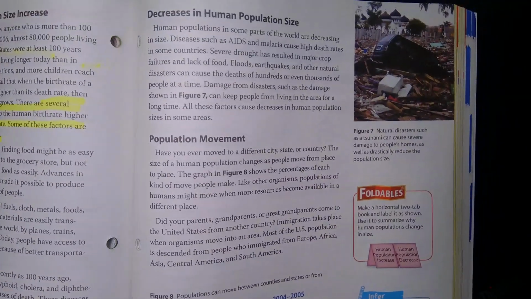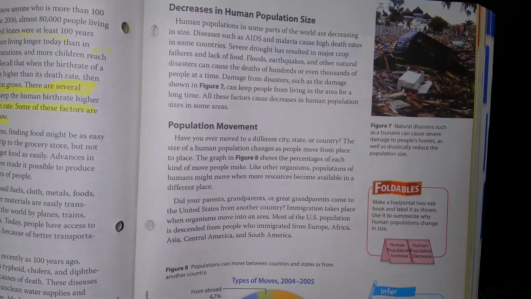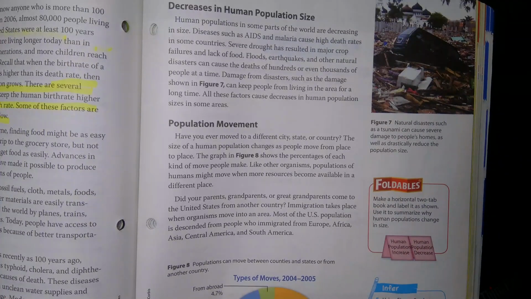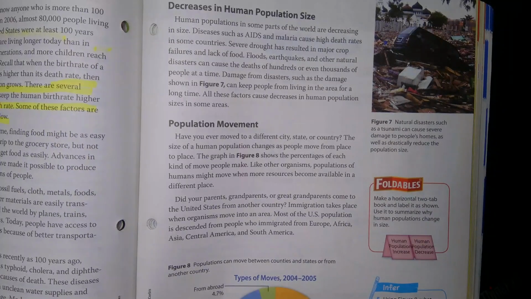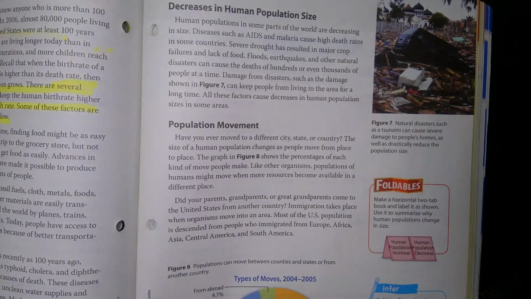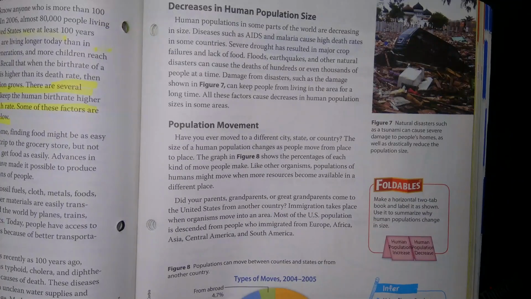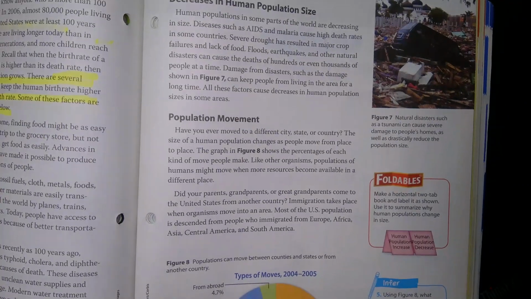Okay. Decreases in human population size. Human populations in some parts of the world are decreasing in size. Diseases such as AIDS and malaria cause high death rates in some countries. Severe drought has resulted in major crop failures and lack of food. Floods, earthquakes, and other natural disasters can cause the deaths of hundreds or even thousands of people at a time. Damage from disasters, such as the damage shown in Figure 7, can keep people from living in the area for a long time. All these factors cause decreases in human population sizes in some areas.